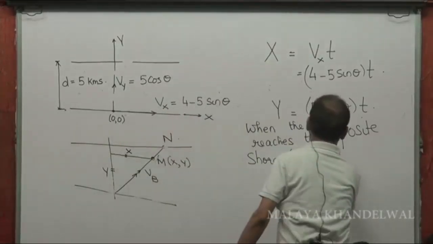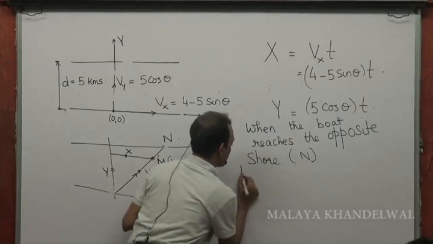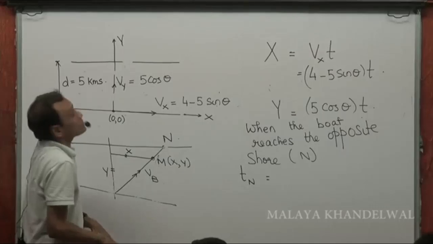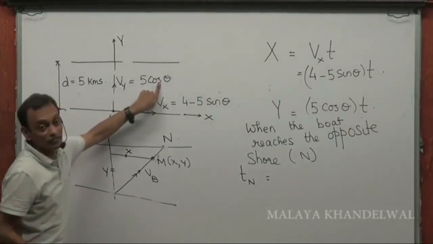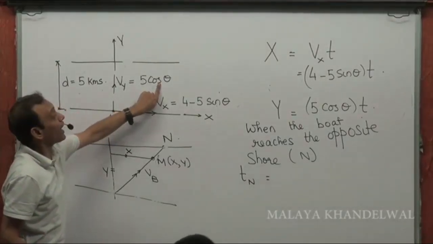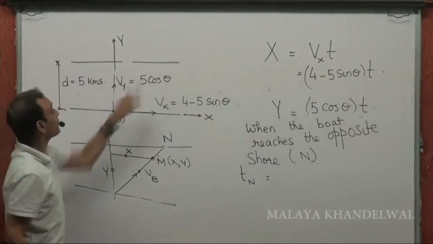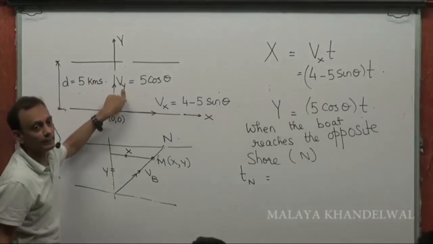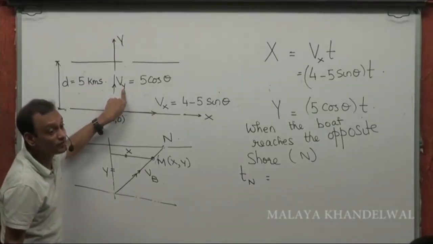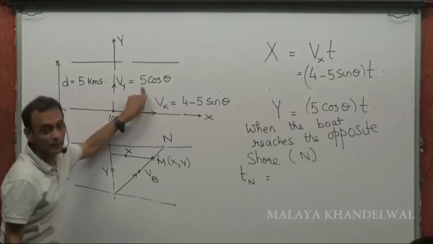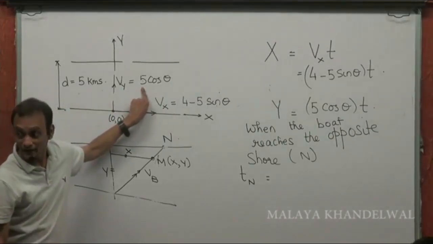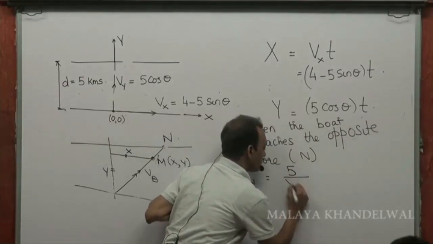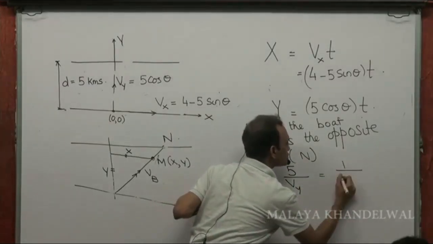So time taken to reach N. In order to reach N, what has caused the particle to reach N? 5 cos theta, acting for how long? T seconds, right? So 5 kilometers to be covered by Vy. How long will it take? 5 divided by Vy, right? So time taken is going to be 5 divided by Vy, which is 1 by cos theta.